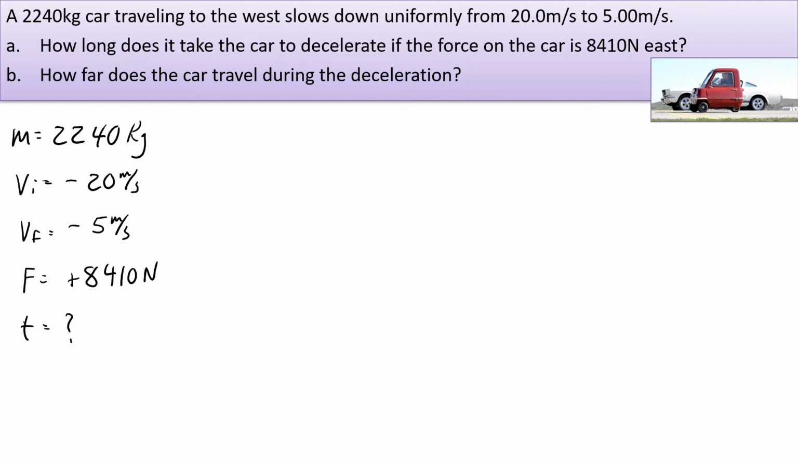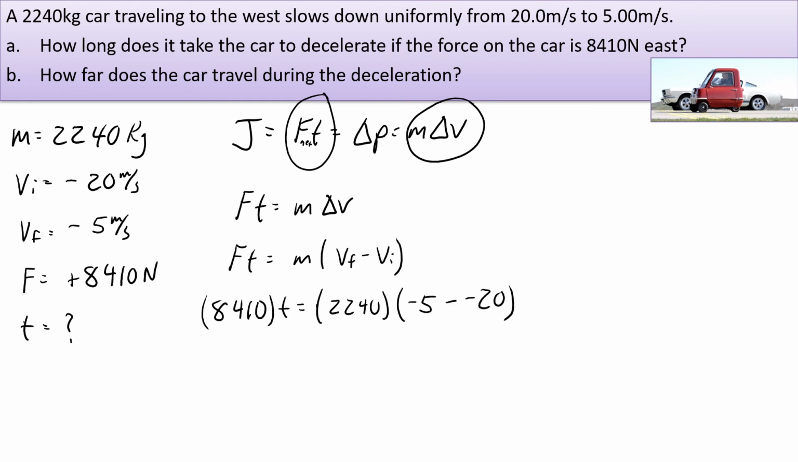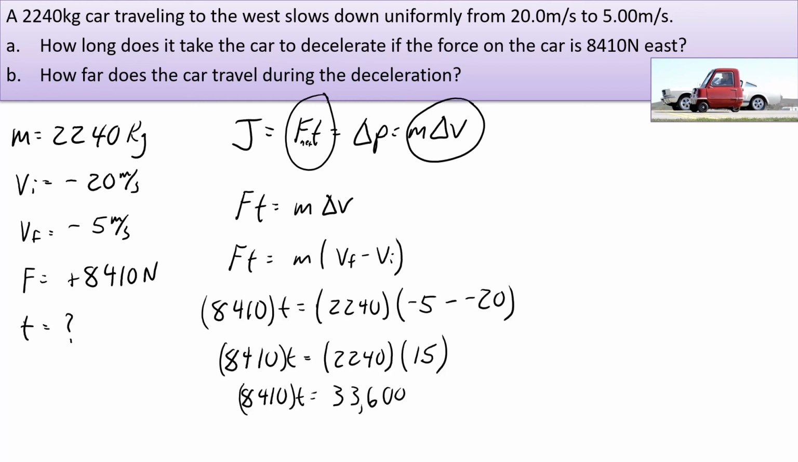All right, so we have our givens and our unknowns. Let's write the whole thing. And we'll pick out the parts of the theorem that we want. We're looking for the time, so we definitely want this one. And it looks like we have enough information to do the m delta v. And you get a time of about 4 seconds, 3.9952.